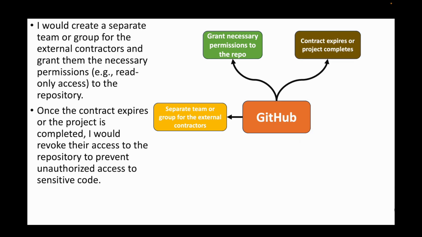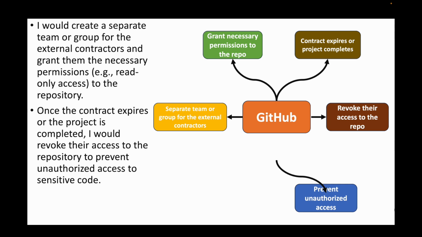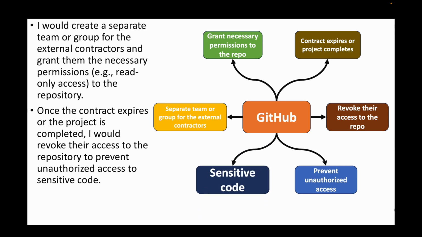Now, once the contract expires or the project is completed, we can remove that group or that team which has the access. So we can revoke their access from the repository, and this will prevent any unauthorized access to your sensitive code. So we can create a temporary group with very limited permissions, and once the project completes or the contract expires, simply remove those permissions, and that way we can restrict the access to your sensitive code.